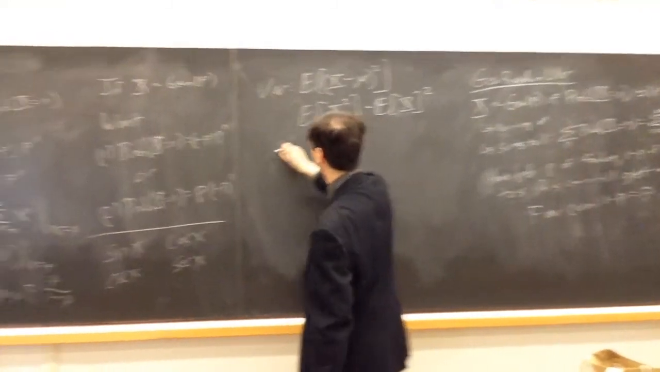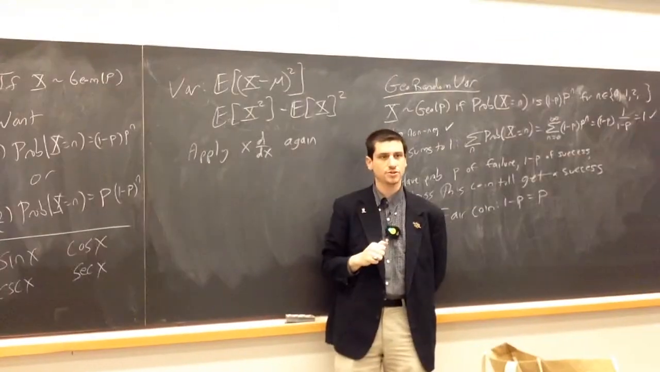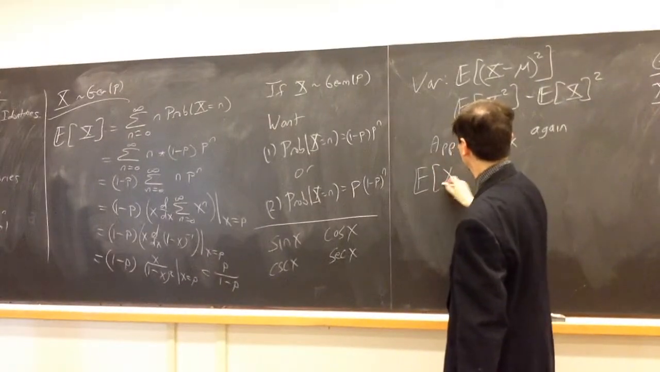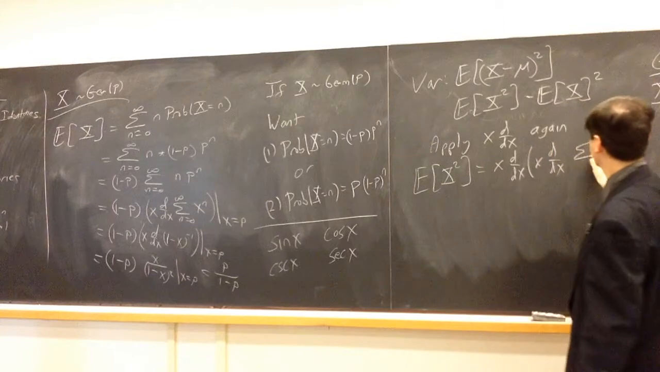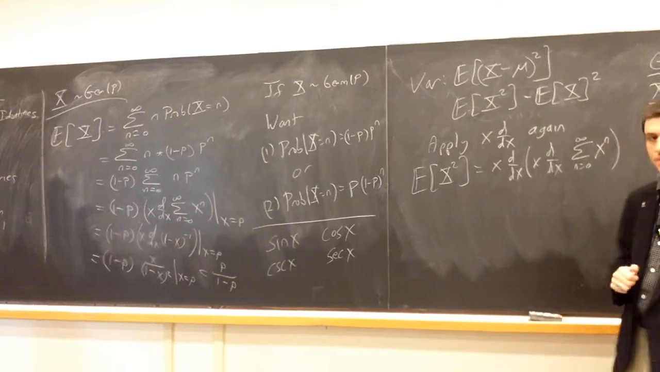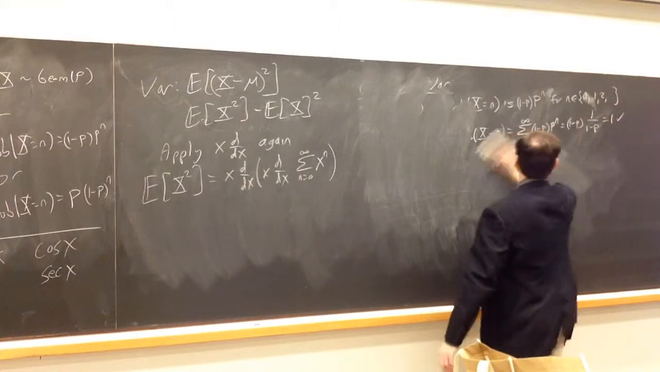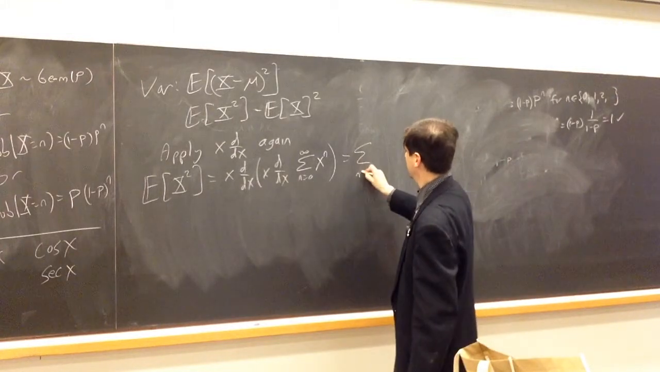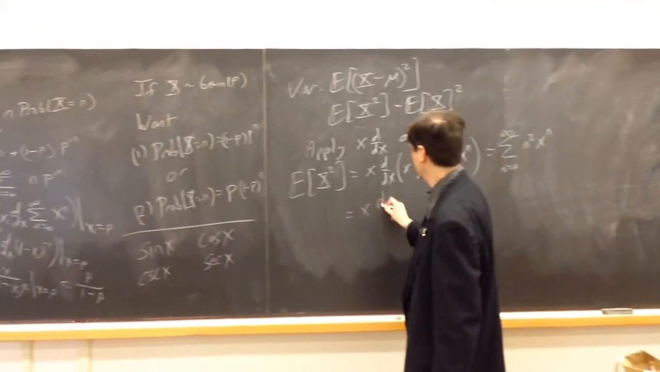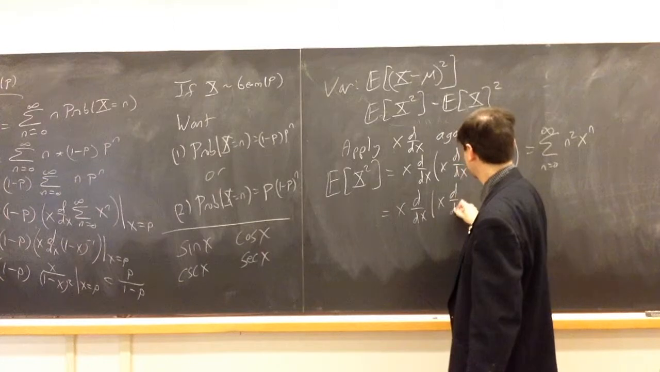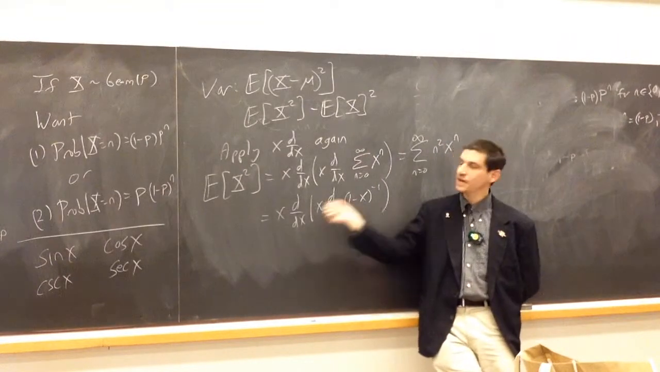So what we would do is apply x d by dx again. That would lead to the expected value of x squared. So the expected value of x squared would be x d by dx acting on x d by dx of the sum from 0 to infinity of x to the n. And when we do that, we get the beautiful expression of the sum as n goes from 0 to infinity of n squared x to the n. This is then the same as x d by dx acting on x d by dx of (1 minus x) inverse. And then you'll just evaluate it at p. We've now reduced it to a calculus problem.